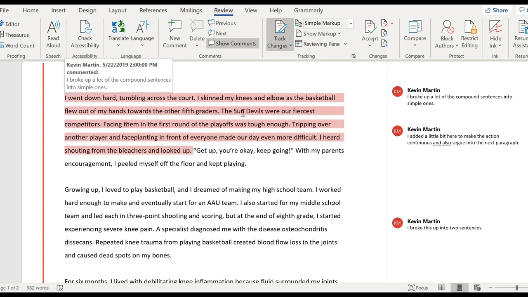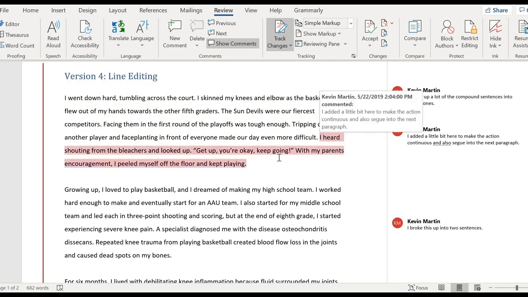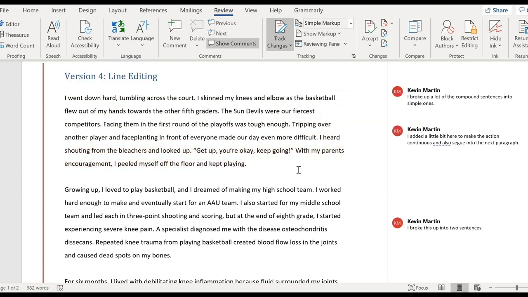So we know what the time is. We know who's playing who. We understand the stakes. "Facing them in the first round of the playoffs is tough enough. Tripping over another player and face planting in front of everyone made our day even more difficult." So it's kind of slightly entertaining as well. You can imagine a group of elementary school kids kind of clumsily playing basketball. Yeah, and it's just quite a nice opening anecdote.